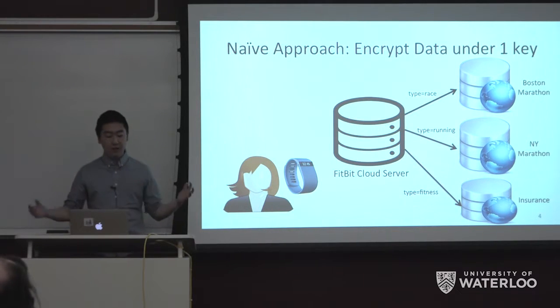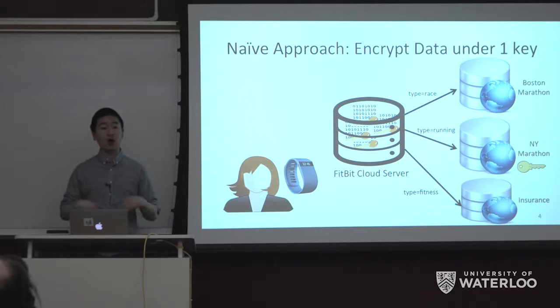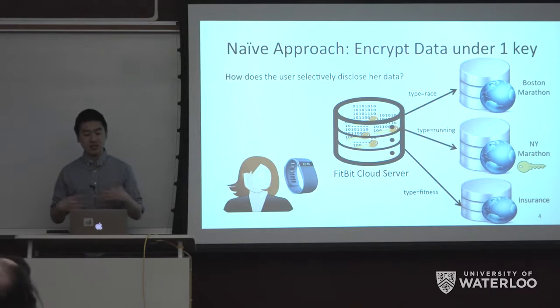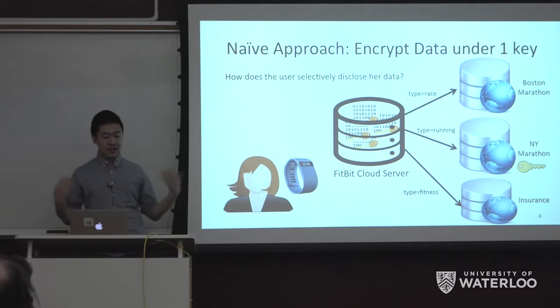A naive approach is that users could just always encrypt their data before storing it on the storage provider. However, for example, in order to give the New York Marathon access to her data, she has to give the New York Marathon her key. And this is problematic because the New York Marathon can access all of her data. So this approach allows users to securely store their data, but the question becomes, how does the user selectively disclose her data?